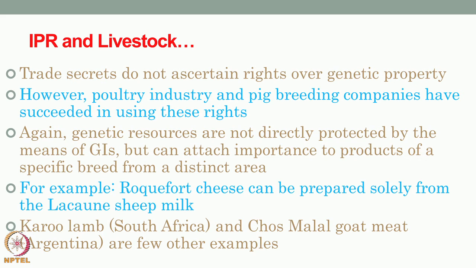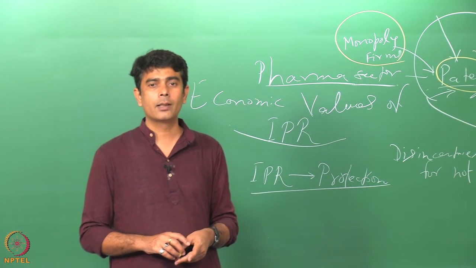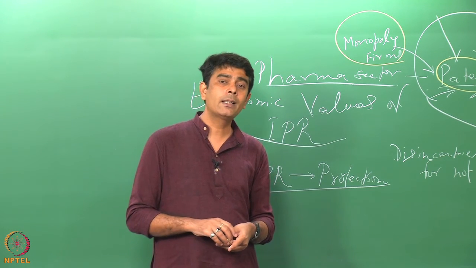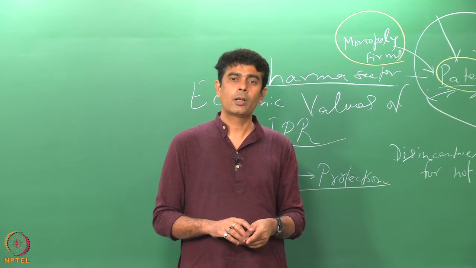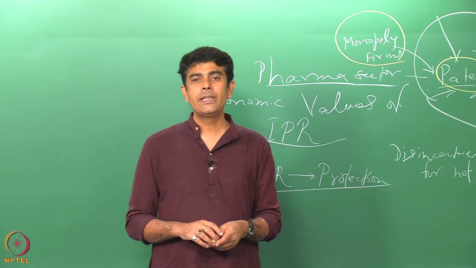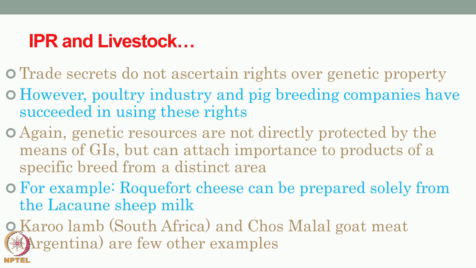Again, genetic resources are not directly protected by means of geographical indication, but it can attach importance to products of a specific breed from a distinct area. We find here a large number of examples, especially in the livestock sector, and where we do not have a previous example, we are finding new examples where trademarks, patents or trade secrets are being authorized to the innovators. For example, Roquefort cheese can be prepared solely from Lacaune sheep milk, which comes under the IPR relationship with the livestock sector, and it is an example of a geographical indication. Karoo lamb and Chos Malal goat meat of Argentina are a few other examples in this connection.